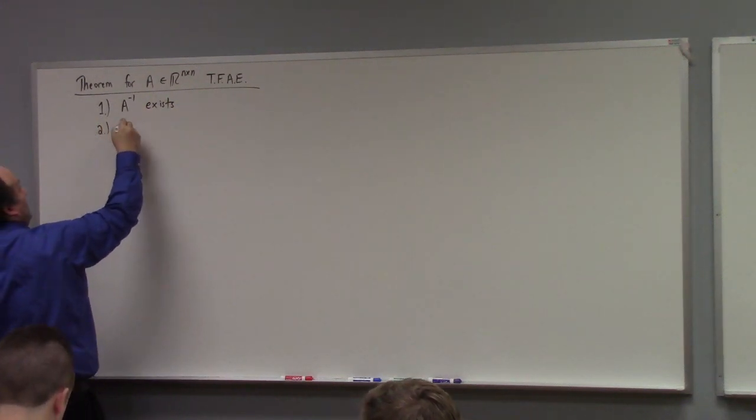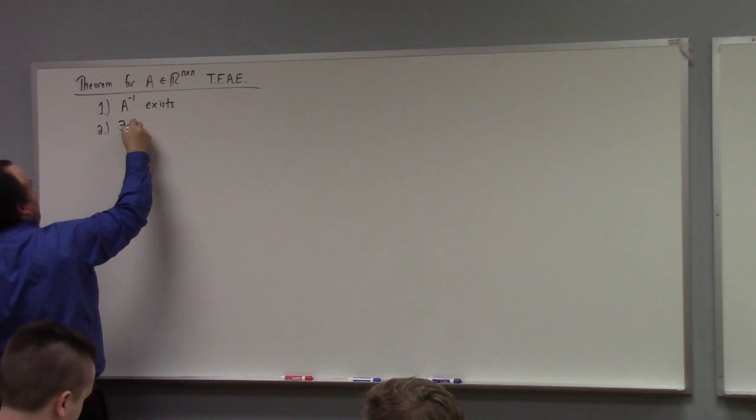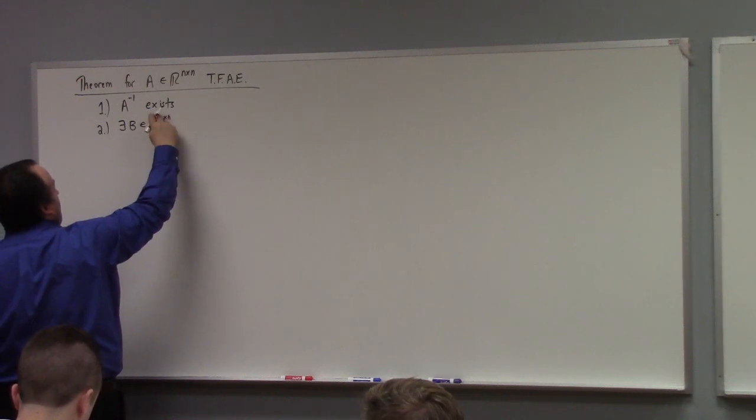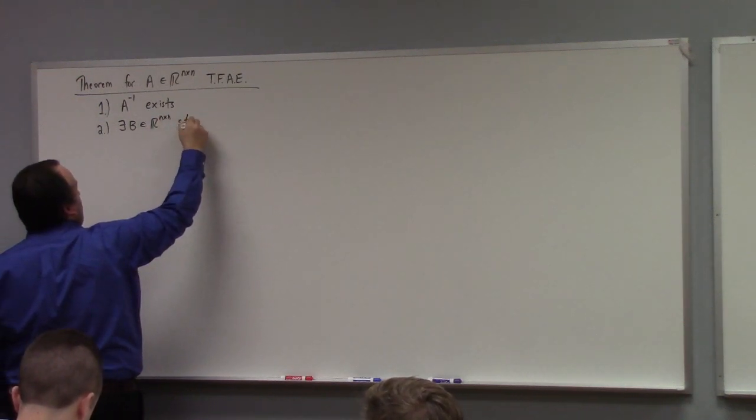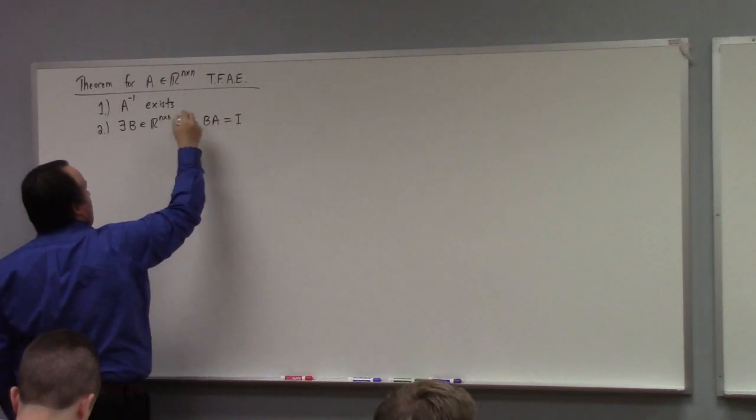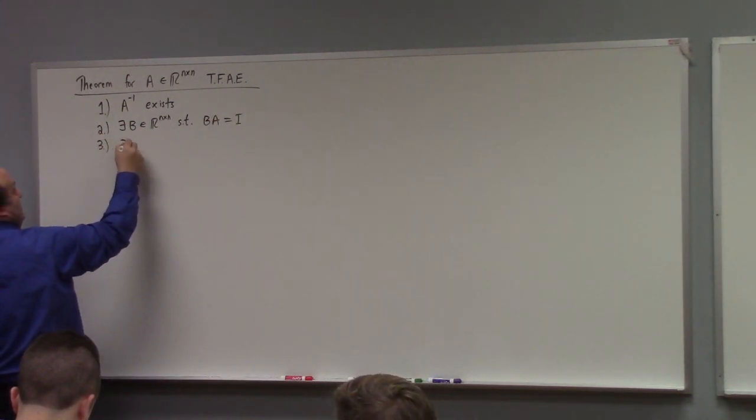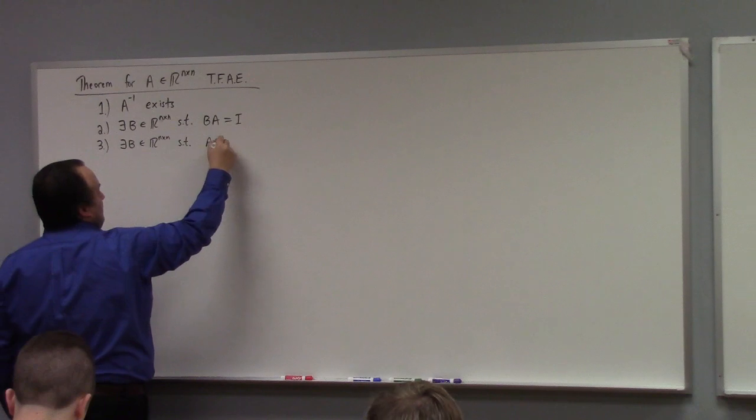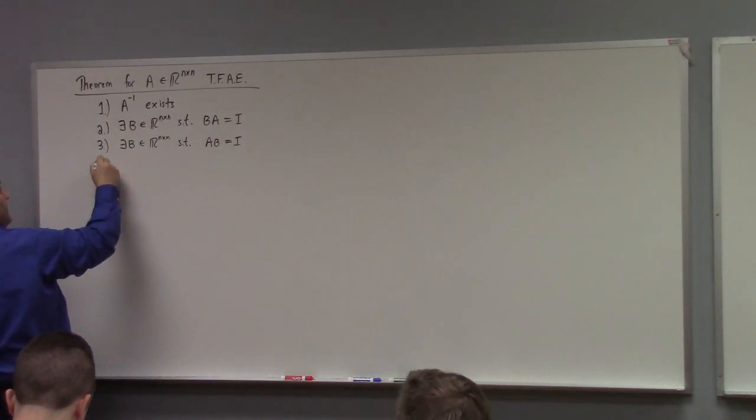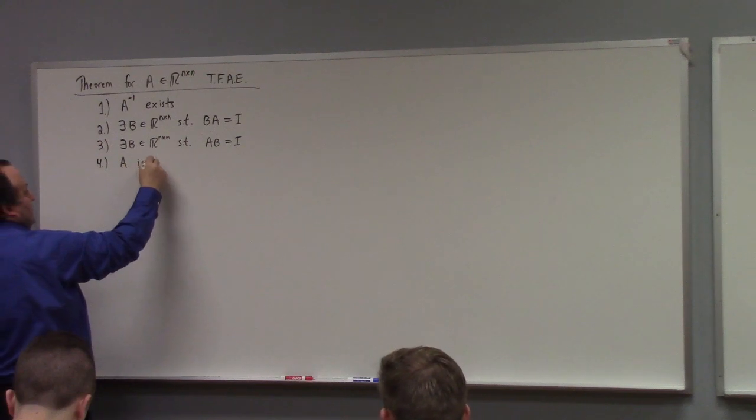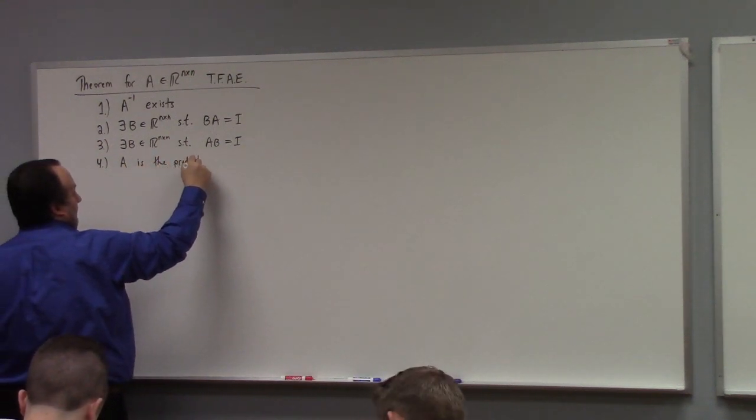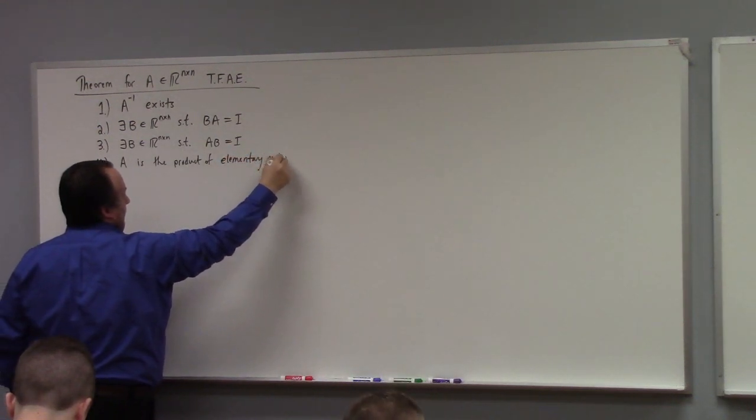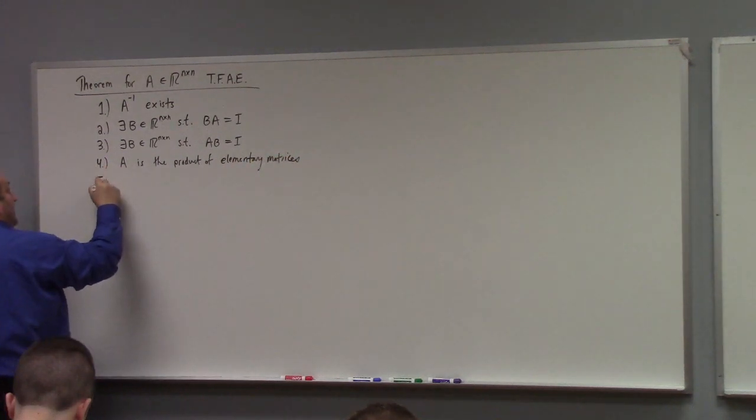Number two, there exists B in R^(n by n) such that BA is equal to the identity matrix. Number three, there exists B in R^(n by n) such that AB equals the identity matrix. Number four, A is the product of elementary matrices. Let's see here, number five.